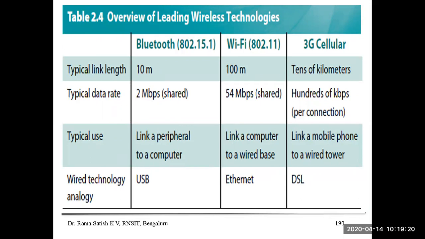In fact, 3G is up to kbps, but 4G, which we are experiencing today, goes up to 100 mbps speed, and links a mobile phone to a wired tower. From tower to tower there is an internal wire connection. The alternate is digital subscriber line, DSL, the landline phones. So it is just like that.